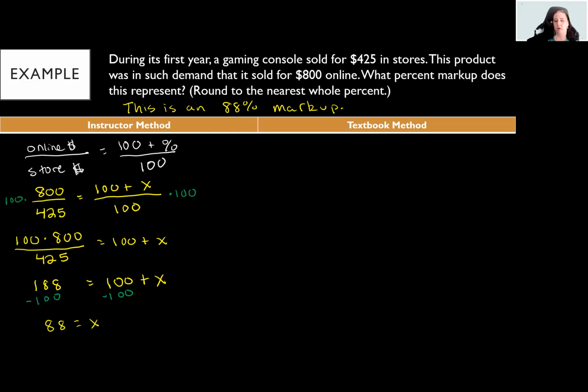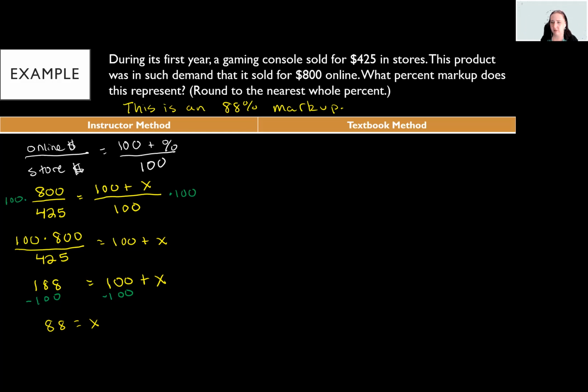A 100% markup means you're doubling the price. You're taking the current price and adding that same thing, 100% of it, back on. So you're doubling. So 800 is not quite double 425, but if it was 400, it doubles to 800. So having a percent close to 100 makes sense. So again, you want to look at this and say, does this make sense? And 88% does make sense because it is roughly double in price. So that's how I would solve a problem like this using the proportion.